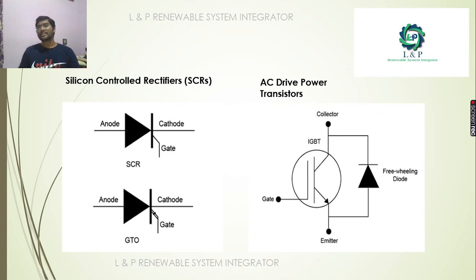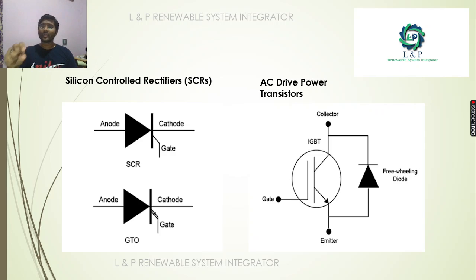So nowadays in the inverter, instead of diodes, we are using an SCR, that is nothing but the thyristor. It has an anode as well as a cathode. By controlling the voltage on the gate side, you can make it act like a switch. In the same way, if you go for an IGBT, it has a gate, collector, and emitter.